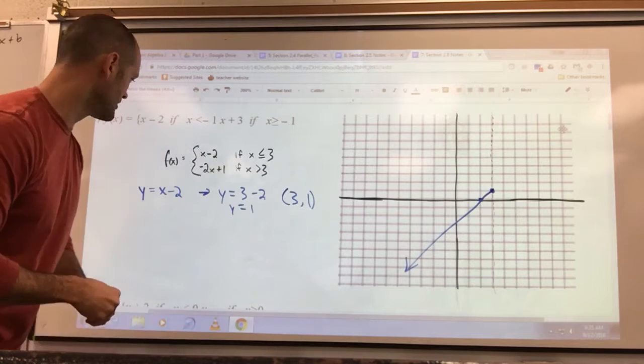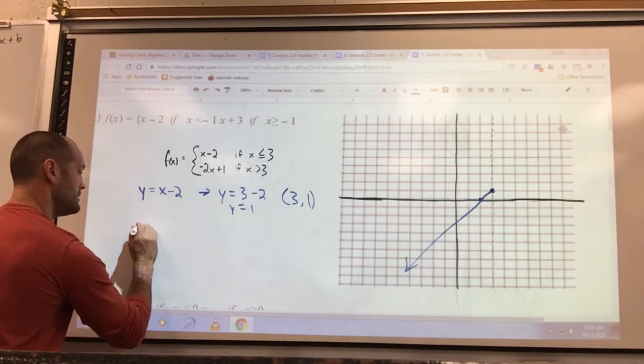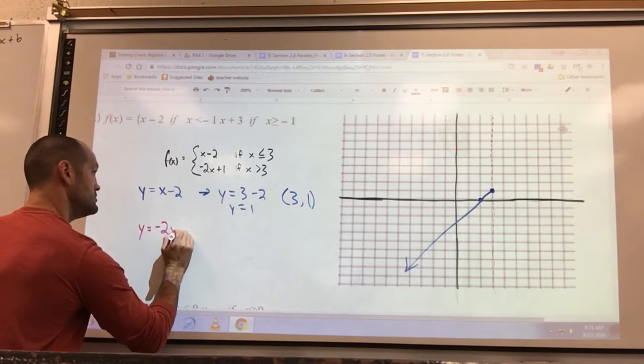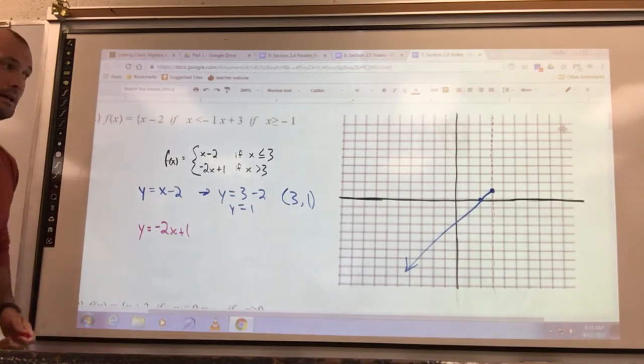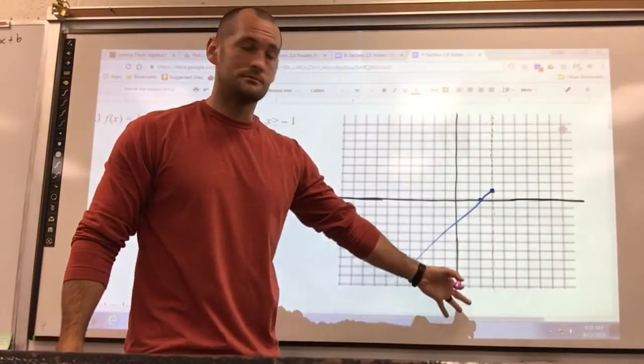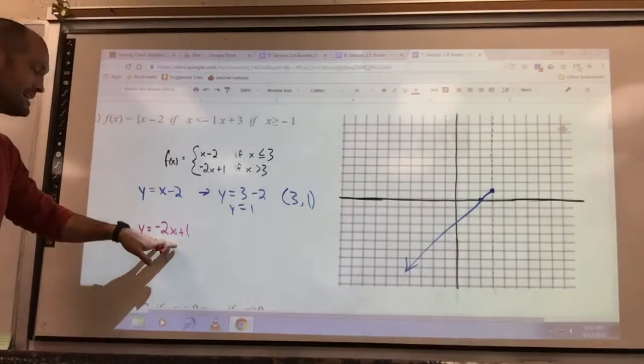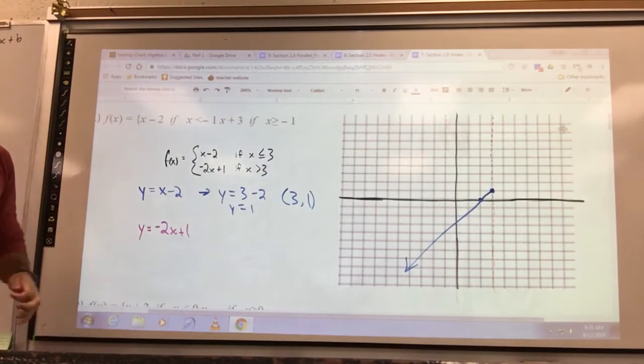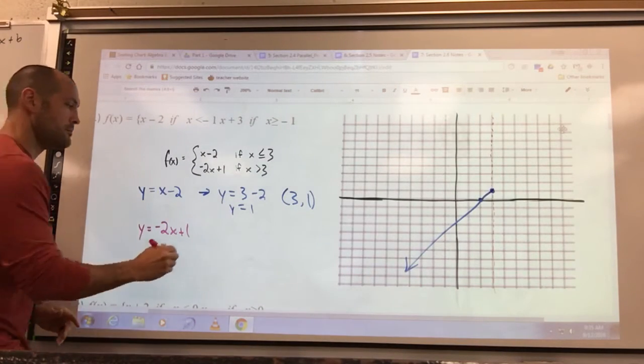Piecewise. You'll laugh later. Okay, y equals negative 2x plus 1. Now they share the same wall. So I need to find out where my second function is on the wall. So I'm finding its wall point.